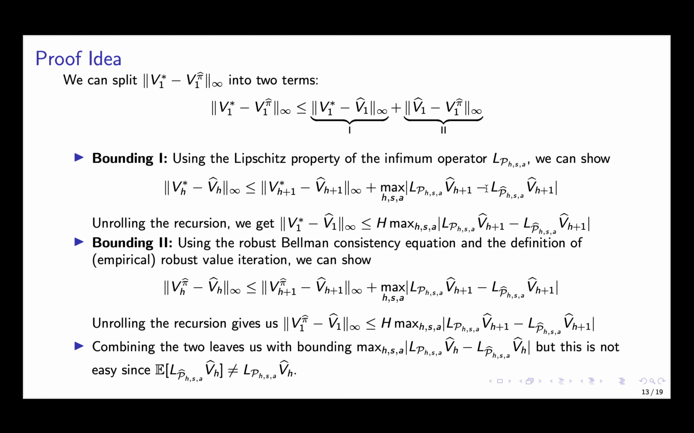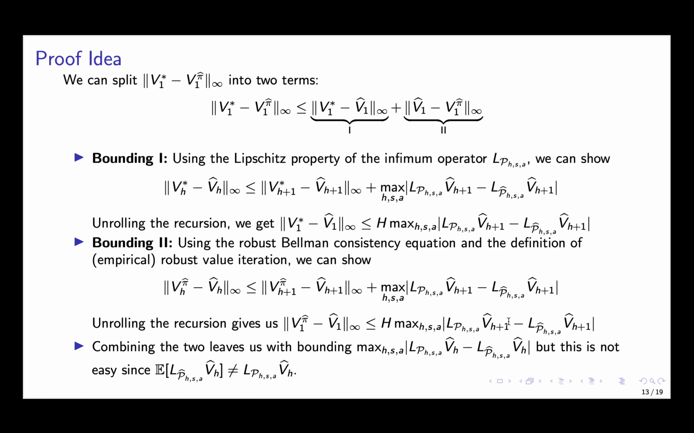To bound the second term, we use the robust Bellman consistency equation and the definition of the empirical robust value iteration. We can show that the gap between the robust value of the output of our RPVL and the estimated robust value of RPVL at time h is upper bounded by this quantity at time h plus 1, plus, again, this term. Similarly, the recursion gives us that the second term is also upper bounded by the same term, h times max HSA, and the approximation error. We are left with bounding the approximation error.